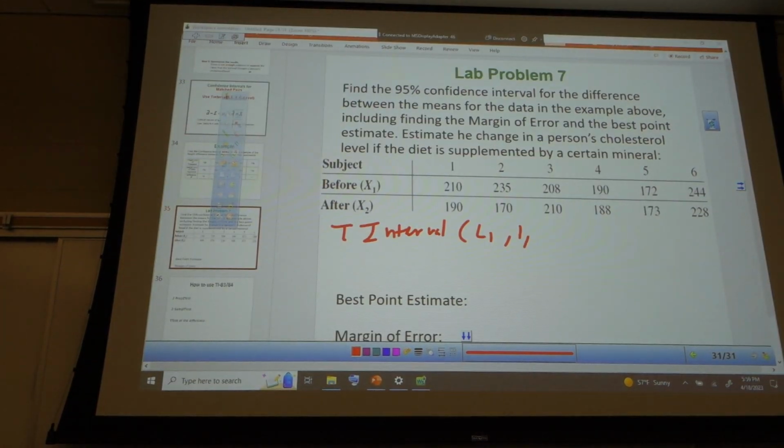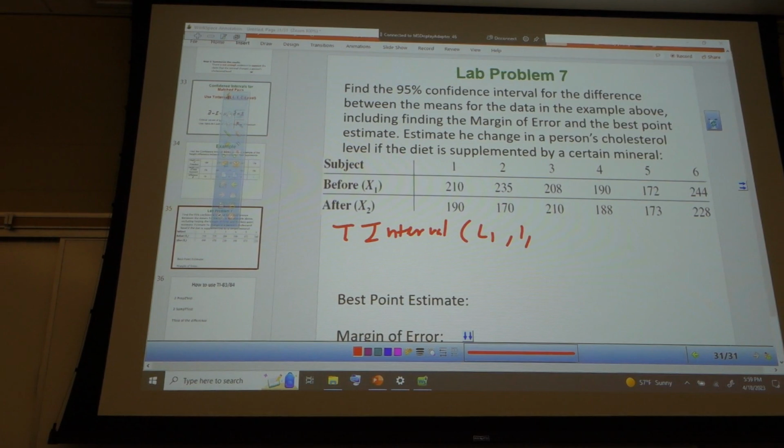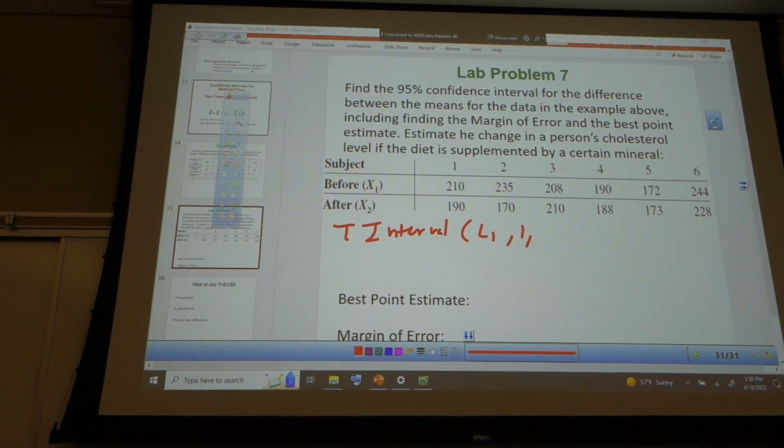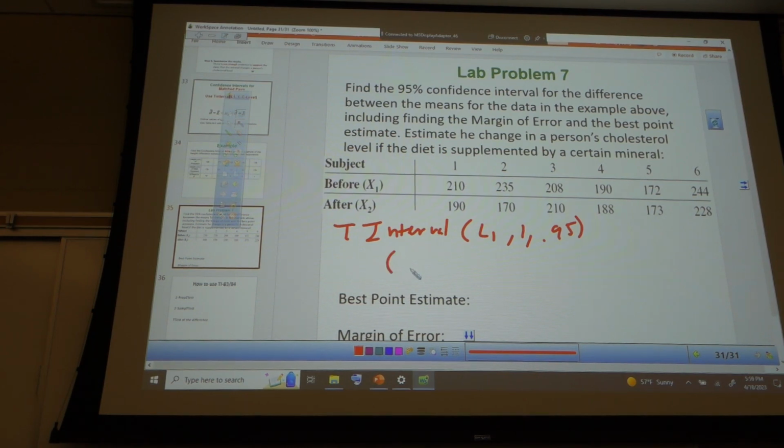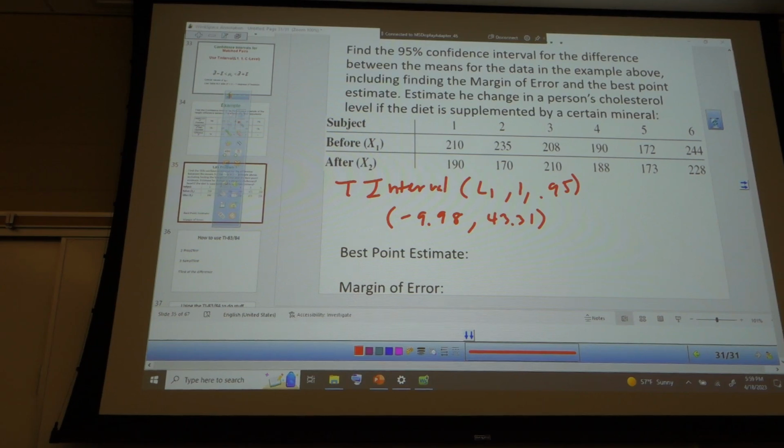Okay, so first off, let's just see where people are so far. Make sure you're on the right page. This is 0.95. What did you get for your interval? Negative 9.979, 3.41. Okay, good. So this is what everybody should have for their confidence interval.